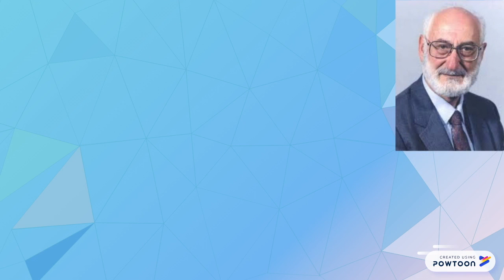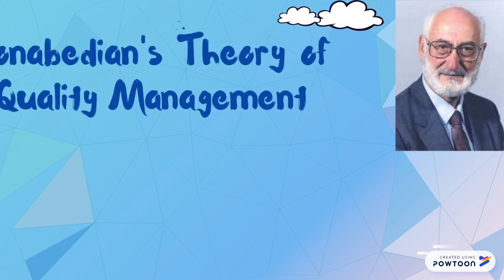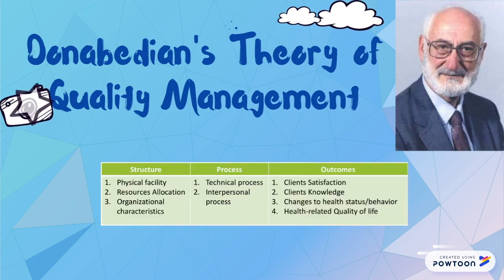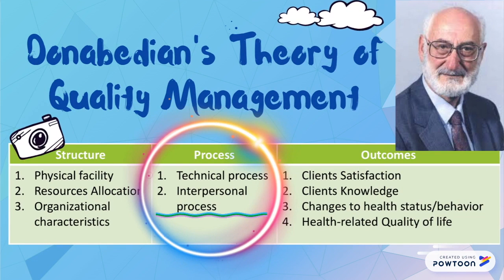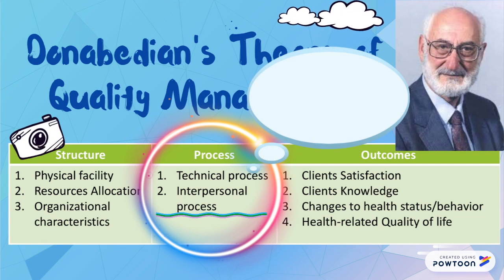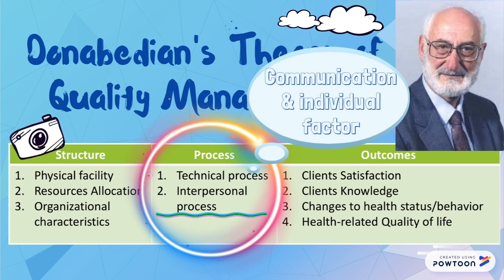After talking about the educational and training factors, let's go back to Donabedian's theory of quality management. The process part involves interpersonal process, which is one of our possible causes of the incident, the communication and individual factor.